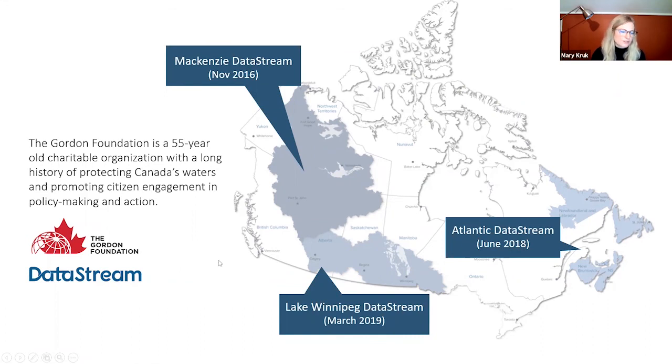That means that users can visualize and download water quality data that's collected by community groups, Indigenous nations, researchers, and governments. DataStream is split into 3 regional hubs right now across the Mackenzie River Basin, the Lake Winnipeg watershed, and across Atlantic Canada. As you can see, DataStream only kicked off in 2016 and it's rapidly growing. Right now we're eyeing up pan-Canadian expansion at some point and bringing in a Great Lakes DataStream hub in the near future.